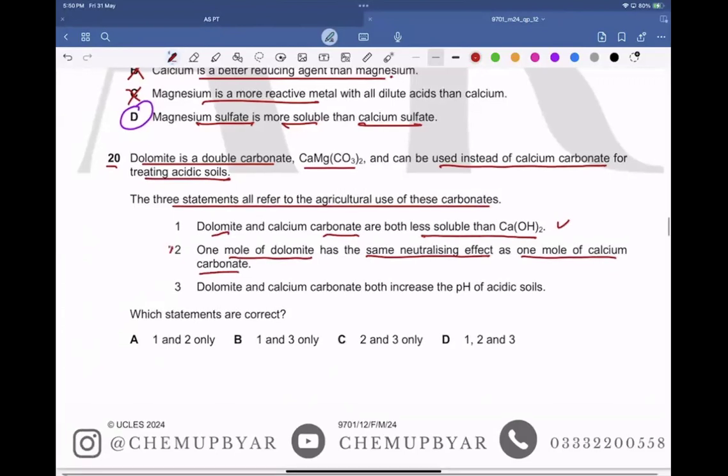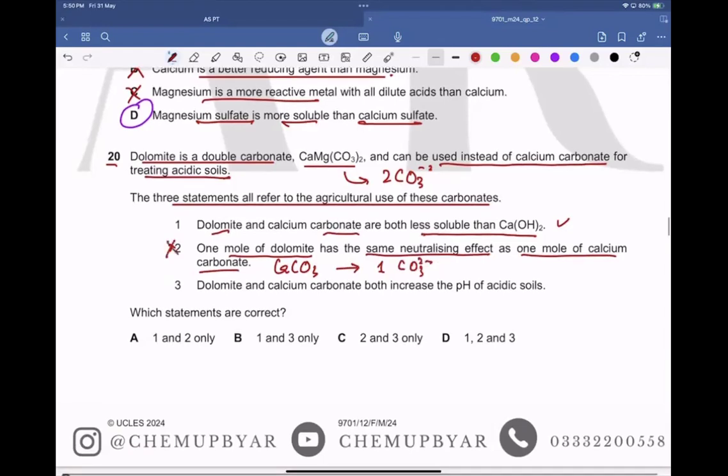No, because see, it is producing 2 moles of carbonate, right? And 1 mole of calcium carbonate, CaCO3, is going to produce only 1 mole of calcium carbonate. So its neutralizing effect is not the same. So statement 2 is wrong. And if 2 is wrong, then you see A goes wrong, C goes wrong, and D goes wrong. And in this way, we can figure out that B is the correct answer.